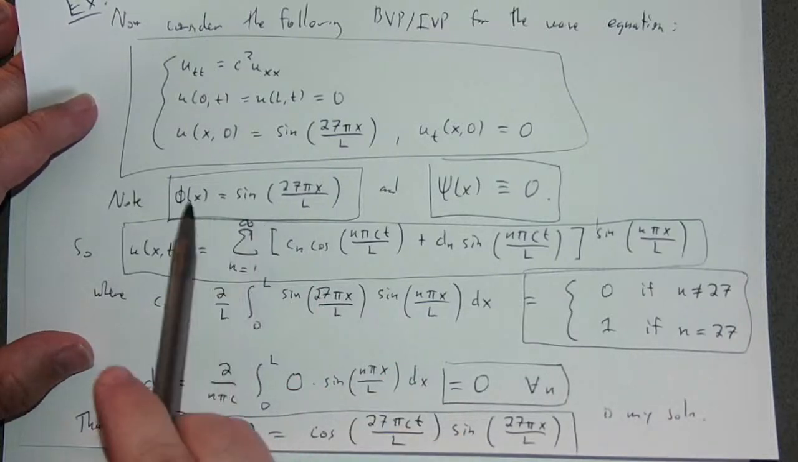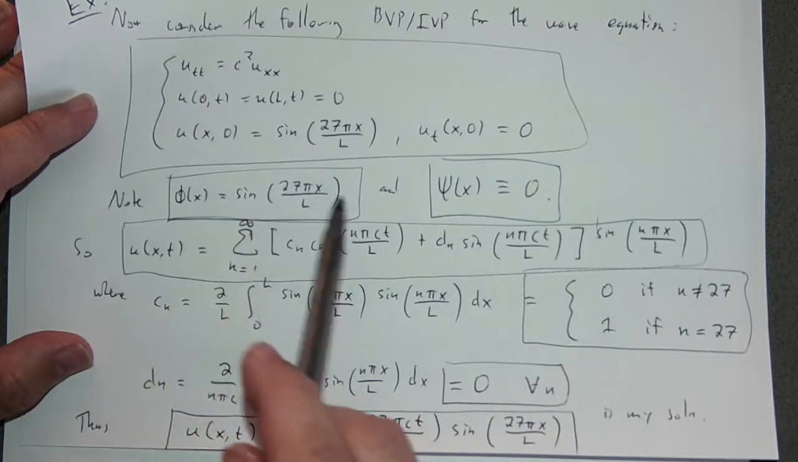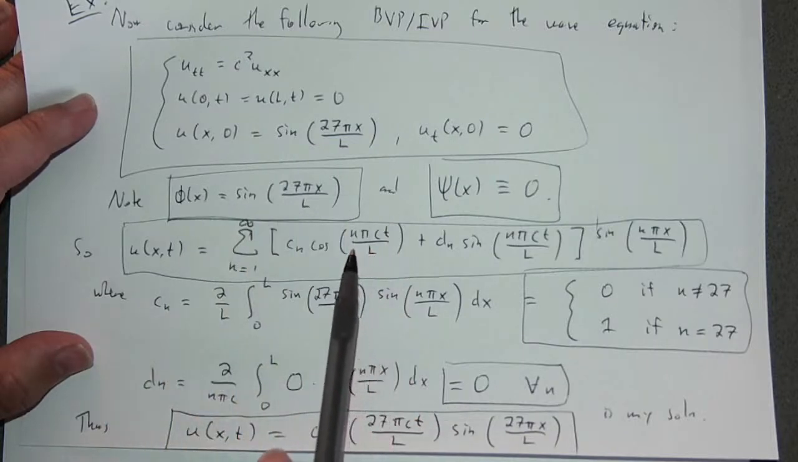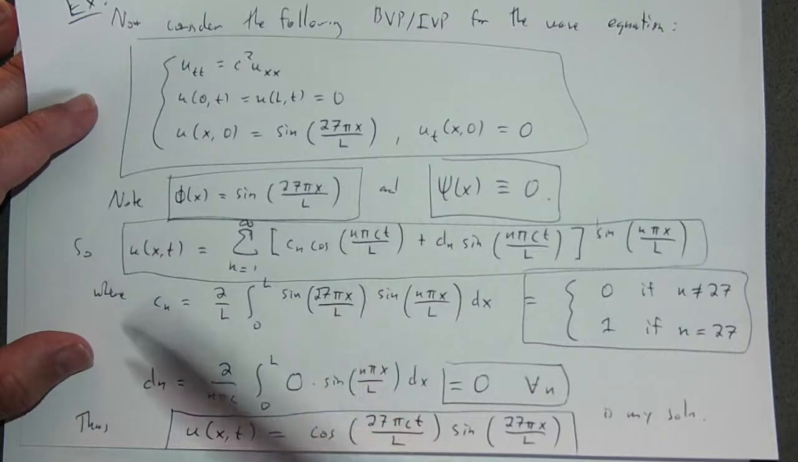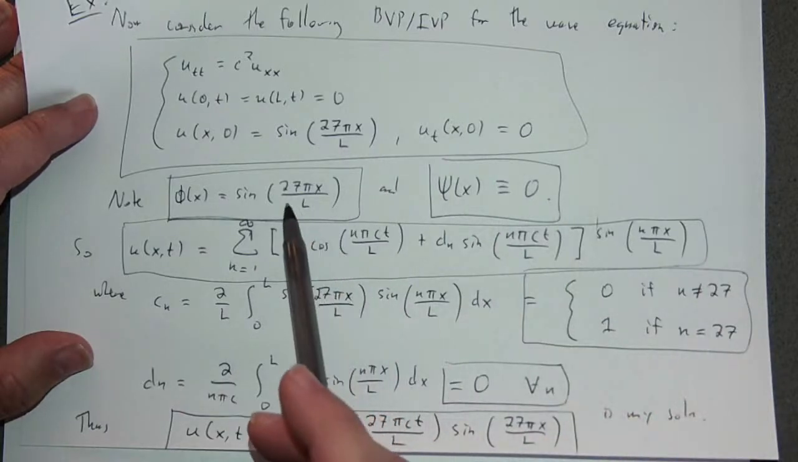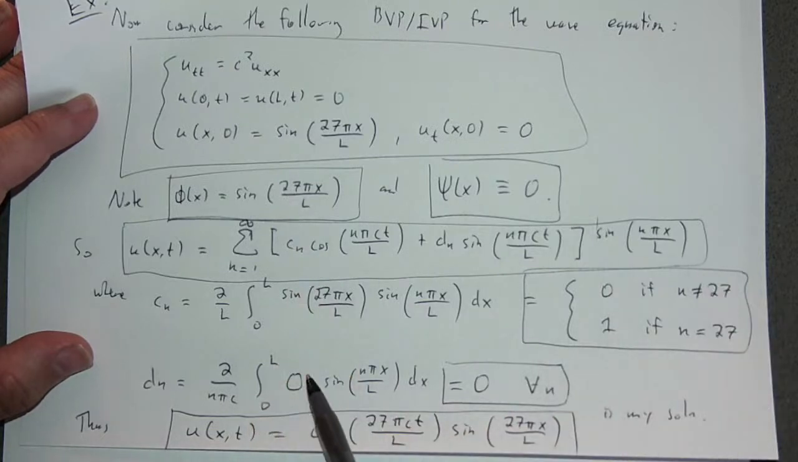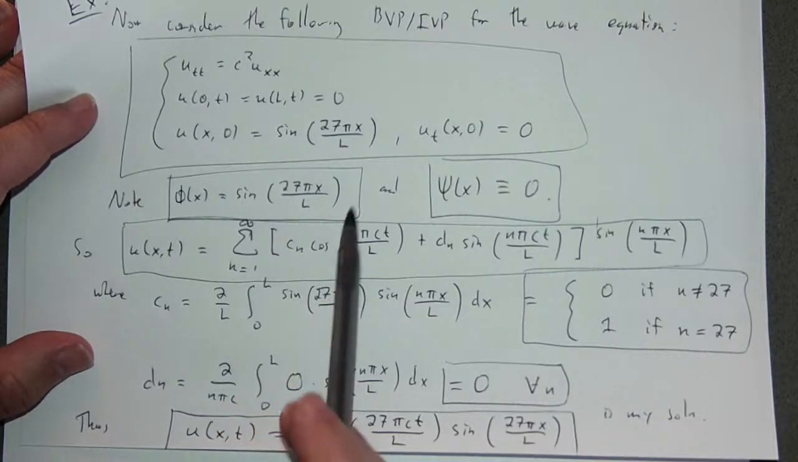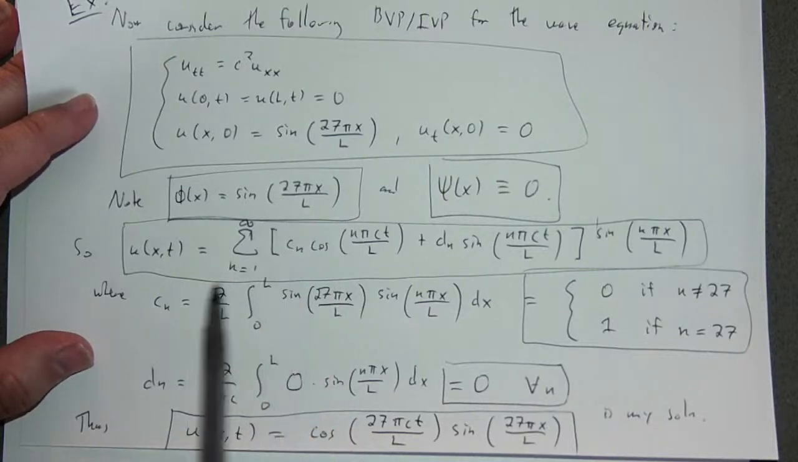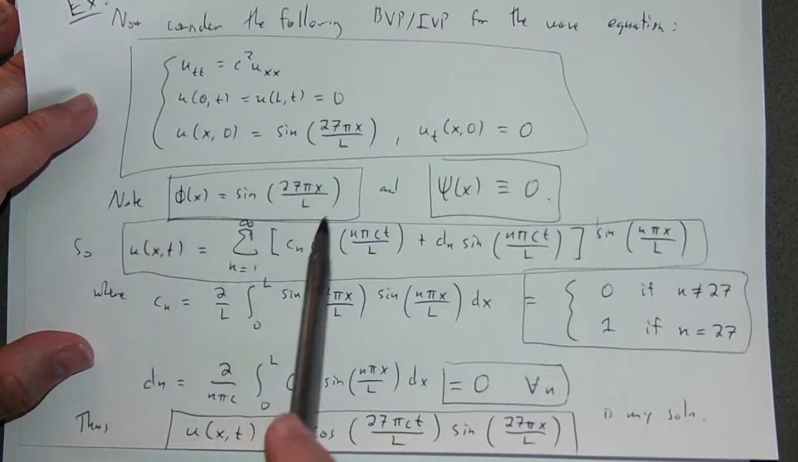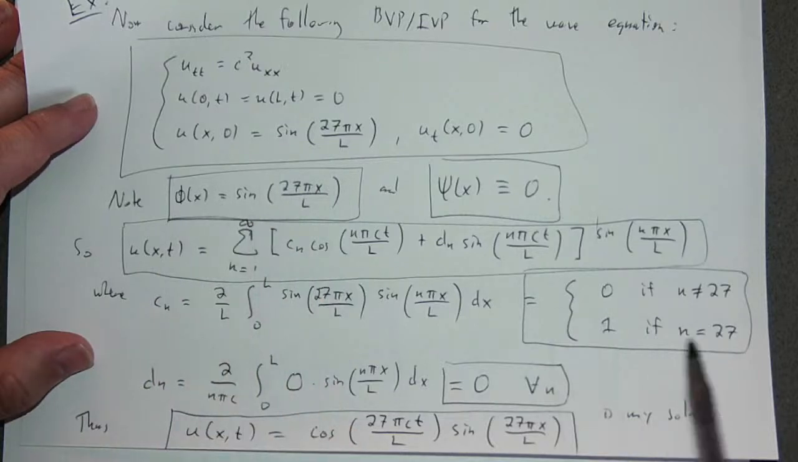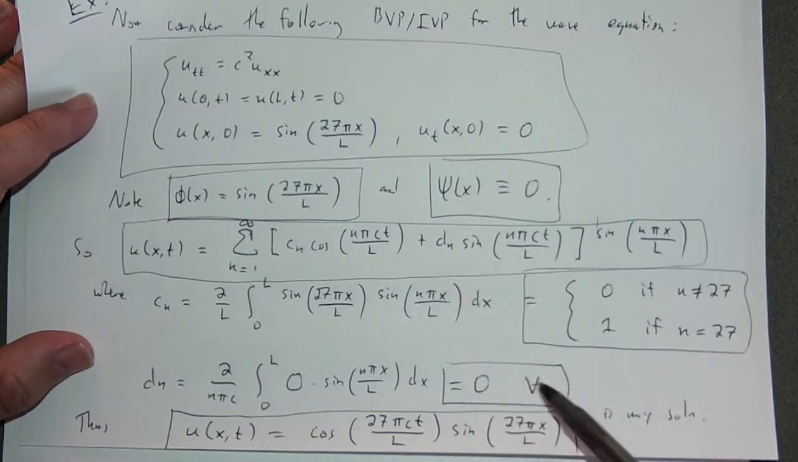If I had chosen an initial displacement that was a sum of a couple of these eigenfunctions, then again, the same sort of thing would have happened. It would have picked out, say, the 27th and the 37th, or whatever two values here that you had used. It would pick out those terms. So choosing an initial displacement that was an eigenfunction had a direct consequence that led to this simple form of the solution.